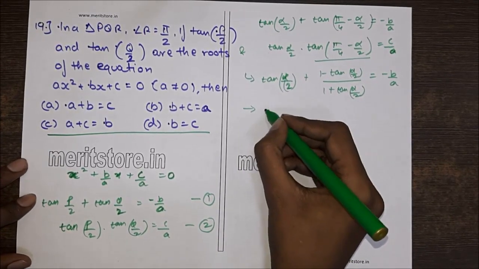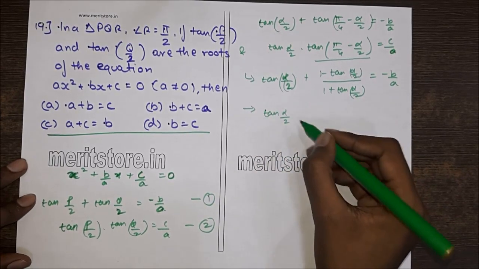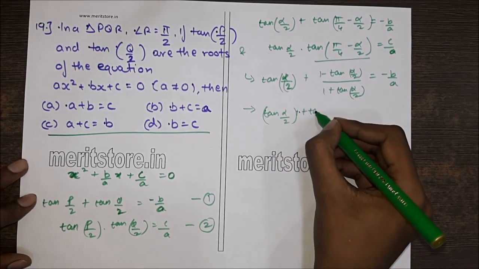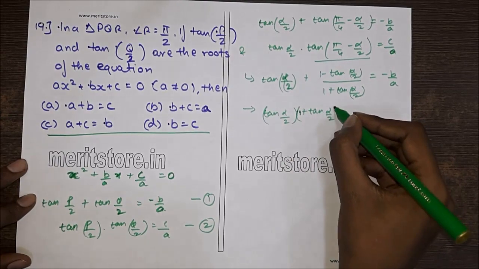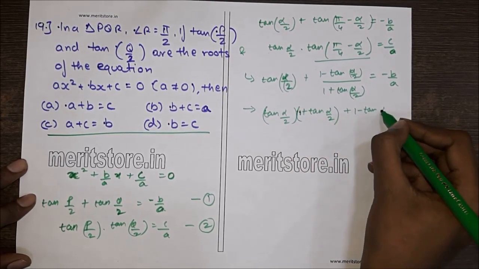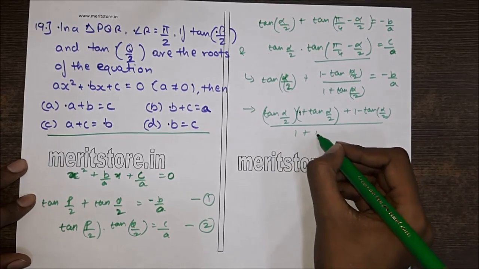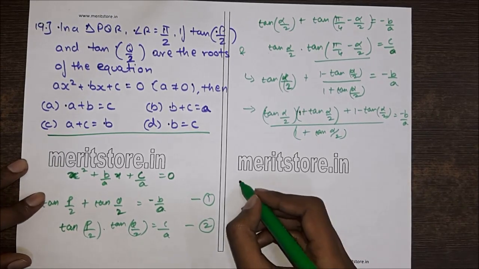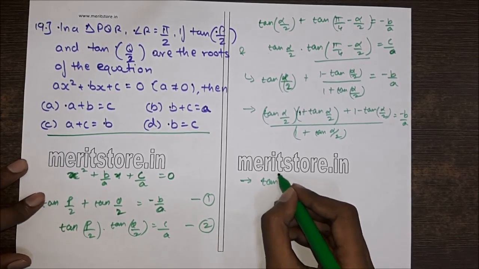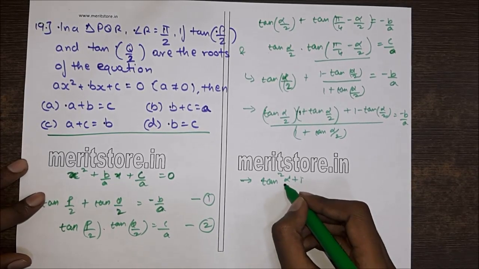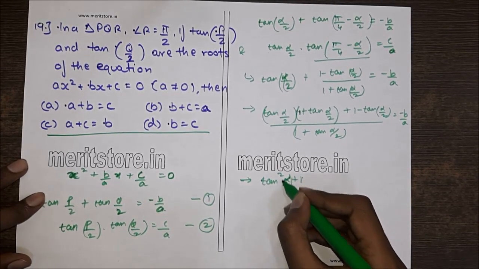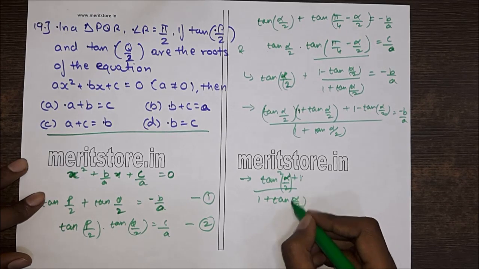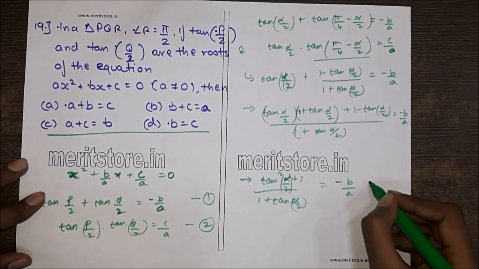So that is tan alpha by 2 into (1 plus tan alpha by 2) plus (1 minus tan alpha by 2) divided by (1 plus tan alpha by 2) is equal to minus b by a. So that is (tan square alpha by 2 plus 1) divided by (1 plus tan alpha by 2) is equal to minus b by a. Let this be equation 3.